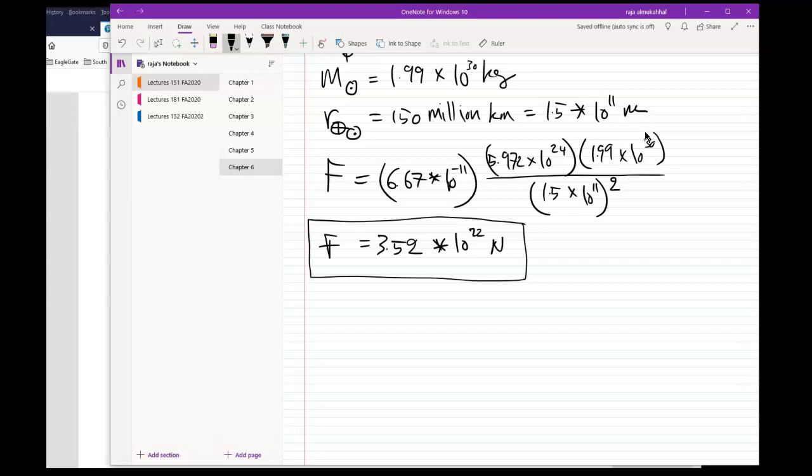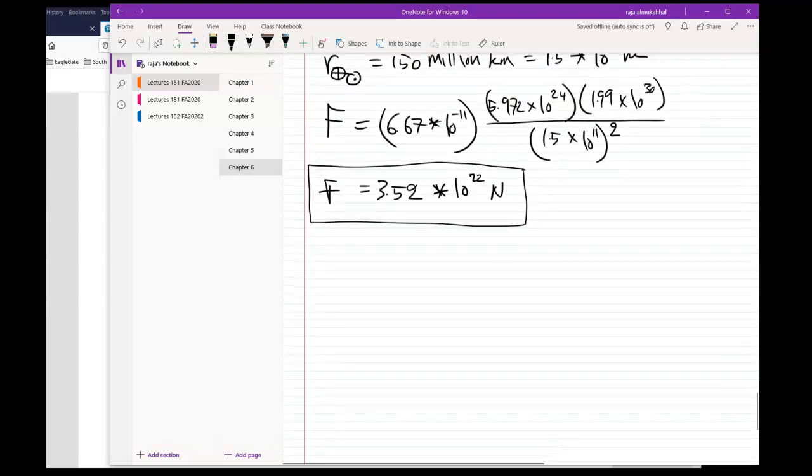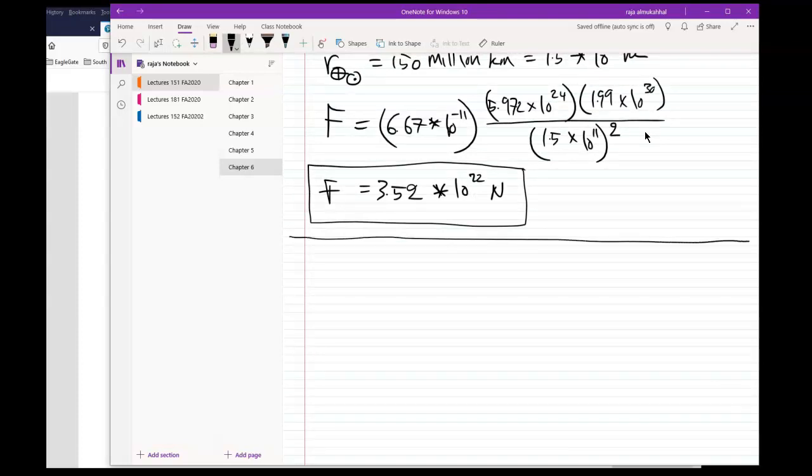All right. Another concept that I want to talk about is the concept of weight. We talked about weight before, but here, weight in terms of gravitation.